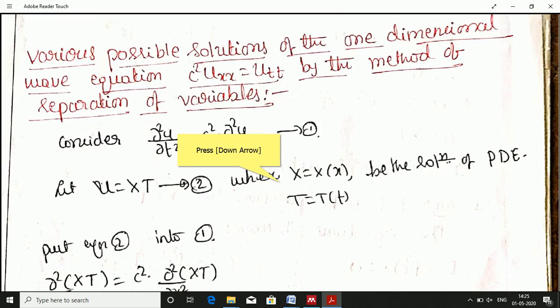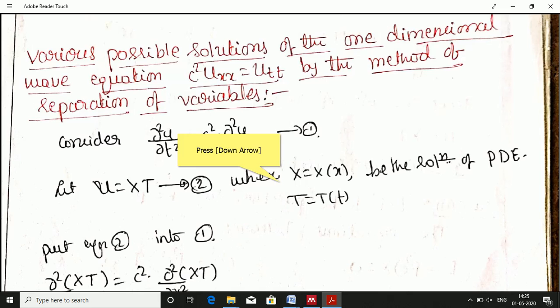In this video, I'll explain various possible solutions of the one-dimensional wave equation as well as the heat equation. We are solving heat as well as wave equation by the method of separation of variables or product method.